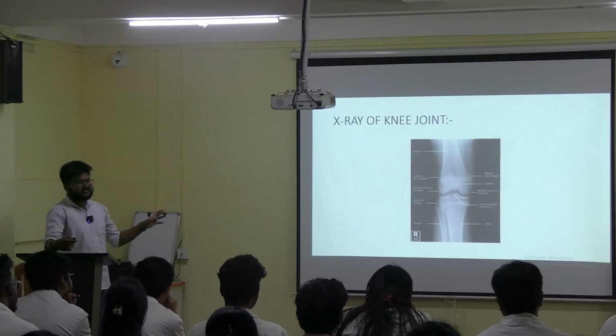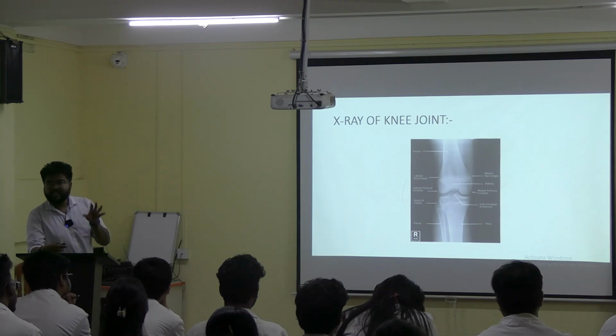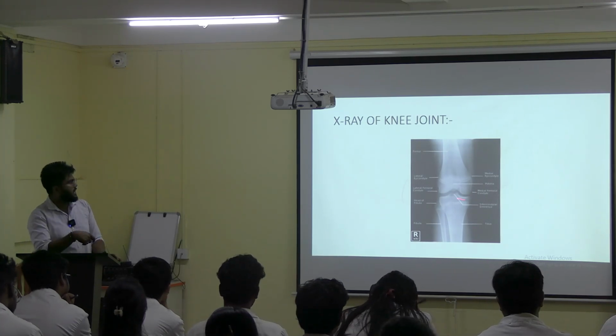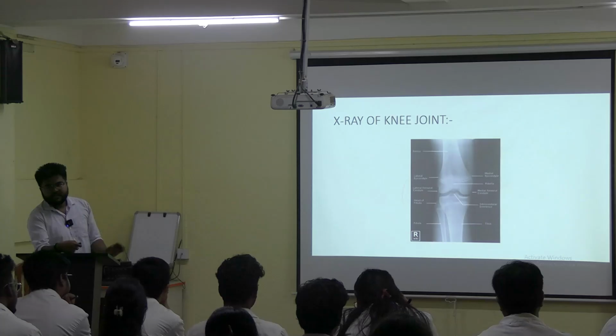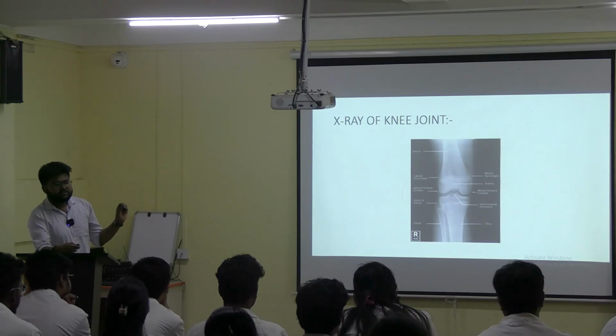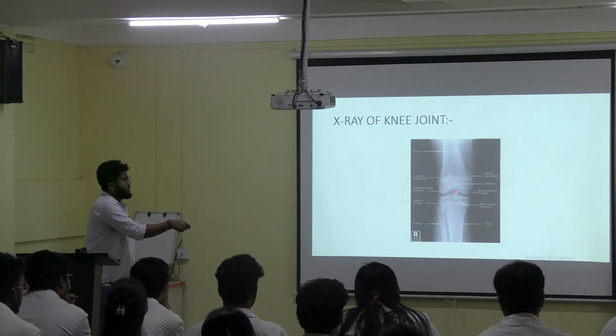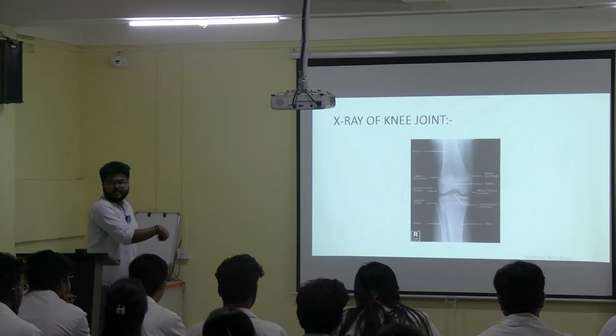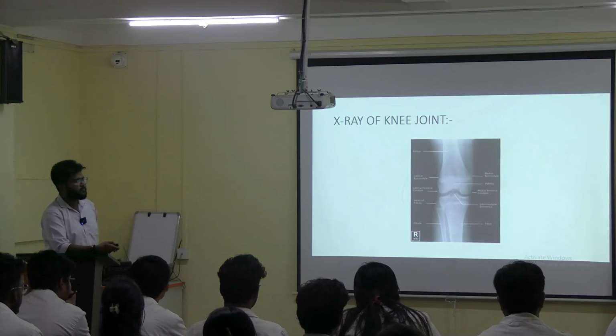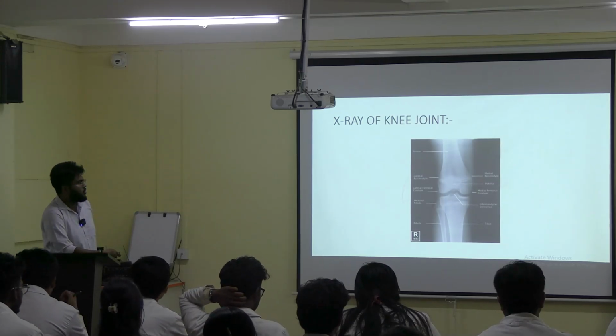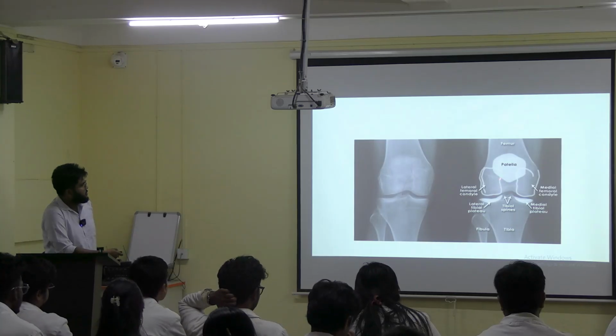This is the X-ray of knee. First tell the X-ray of knee, not the joint, because here another joint is also present. Okay. So this is the X-ray of knee showing the lower end of your femur, upper end of your tibia and the upper end of your fibula, and here you could not see, but here your patella bone is present. This is overlap. Okay. So here patella bone is present.